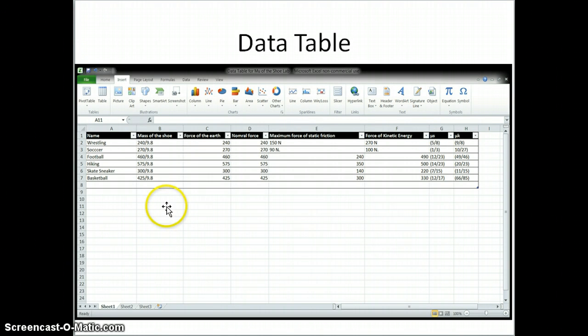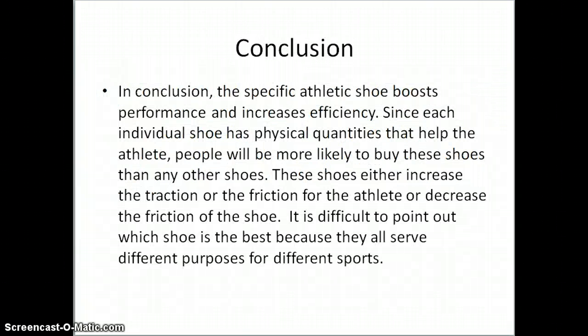And this is the data table. The data table shows the highest maximum force of static friction happens to be the hiking shoe, and then the second is the basketball shoe, third is the football shoe, fourth is the wrestling shoe, fifth is the skate sneaker, and it's all here, and it's proven by me.